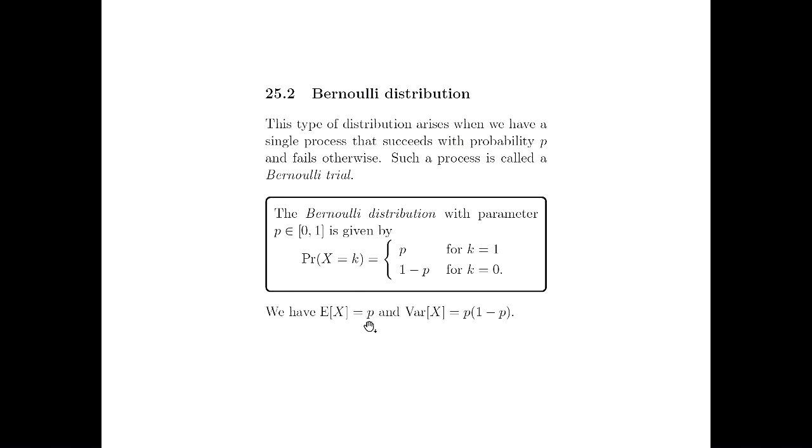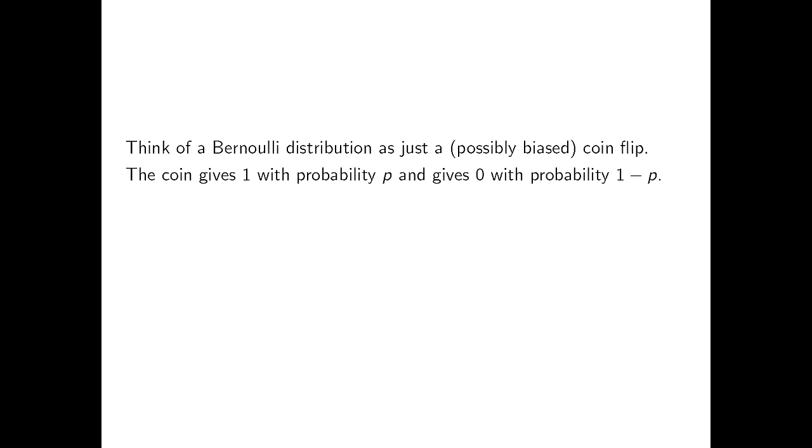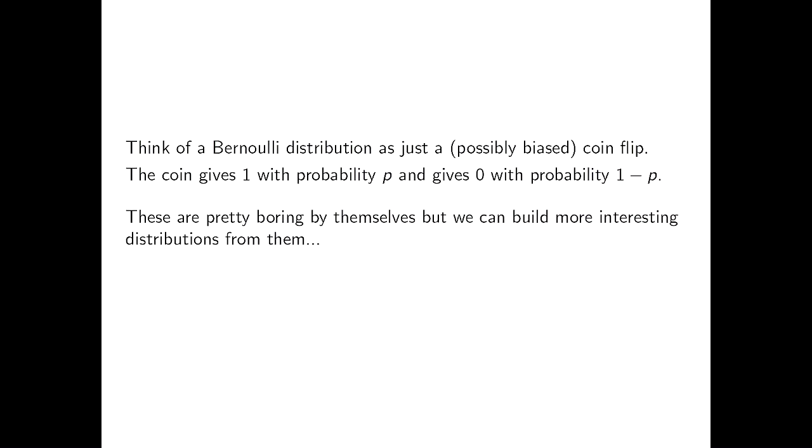Expected value here shouldn't come as a huge shock. You can work this one out easily yourself, right? It's P times 1 plus 1 minus P times 0. So the expected value is just P. And likewise, easy to work out that the variance here is just P times 1 minus P. So as I said, not terribly interesting on its own, but we're about to see our next two distributions are going to be ways of putting Bernoulli distributions together, right? So, Bernoulli distribution, just a possibly biased coin flip.